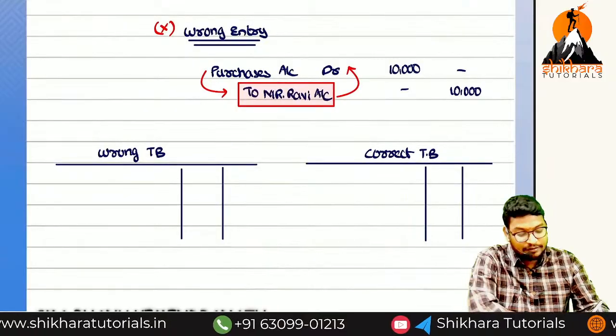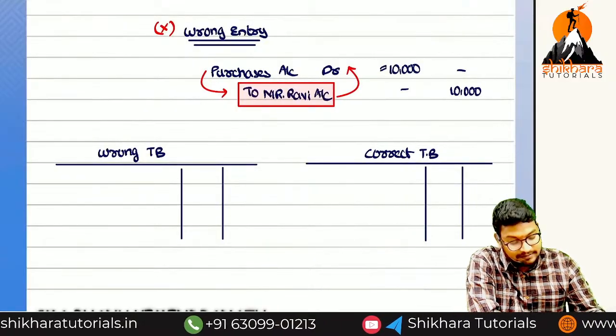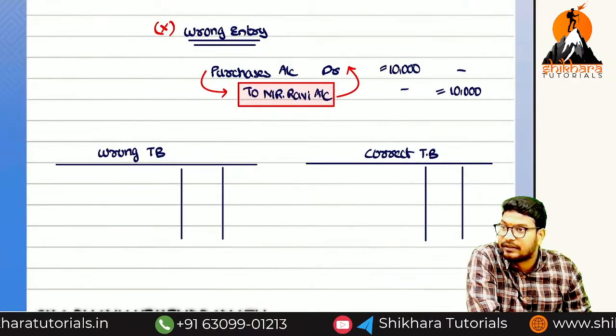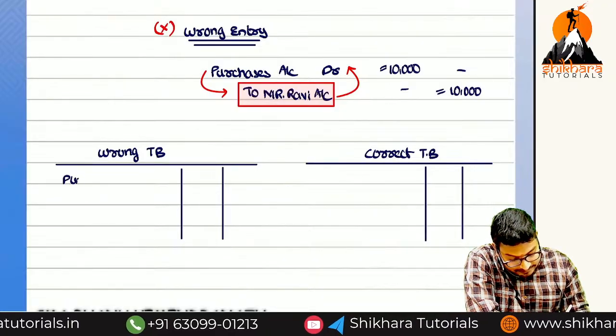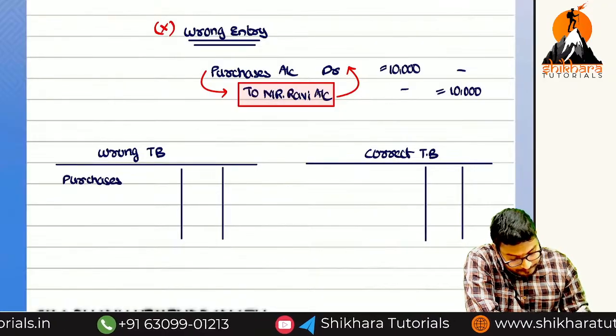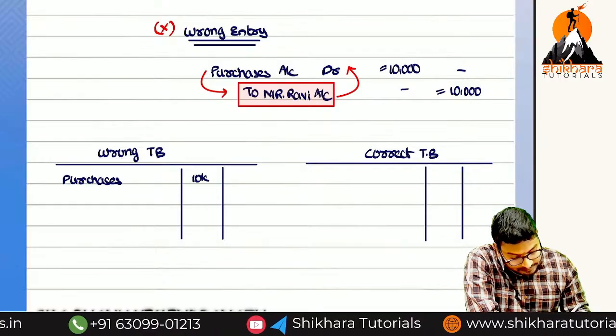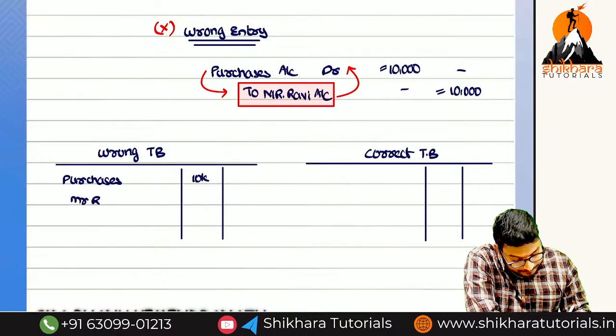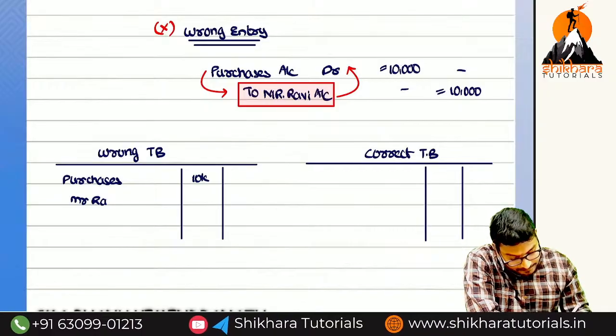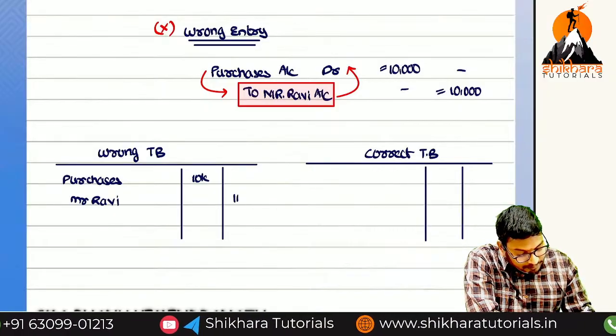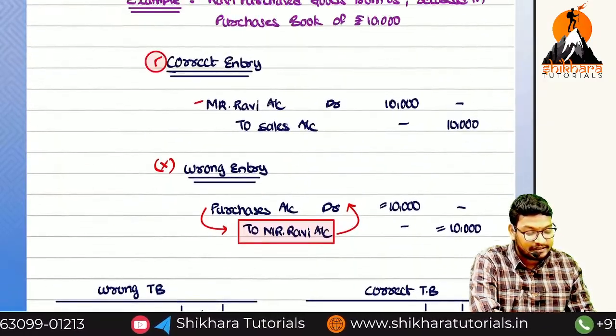What is the wrong one, ma? So purchase will have which balance, ma? Debit balance. And Mr. Ravi will have which balance, ma? Credit balance. So purchases, how much, ma? 10,000. And Mr. Ravi having a credit of rupees how much? 10,000.